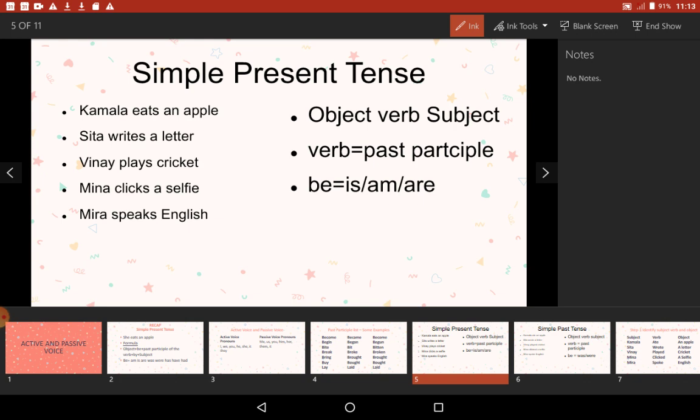We first took a sentence, Kamala eats an apple. We identified the subject which is Kamala, verb which is eats, and apple which is object. After identification of subject, verb and object in this way, we interchanged the place of object and subject. We wrote an apple in the place of subject and Kamala in the place of object. We changed the verb to its past participle form.